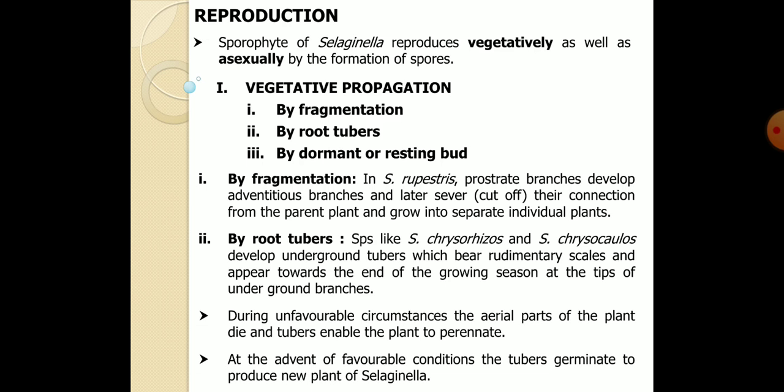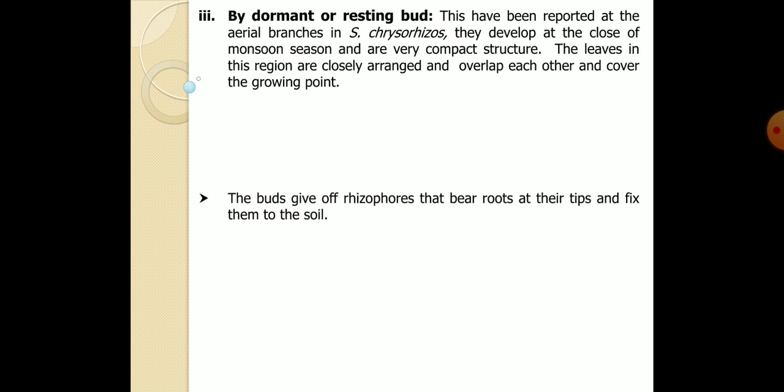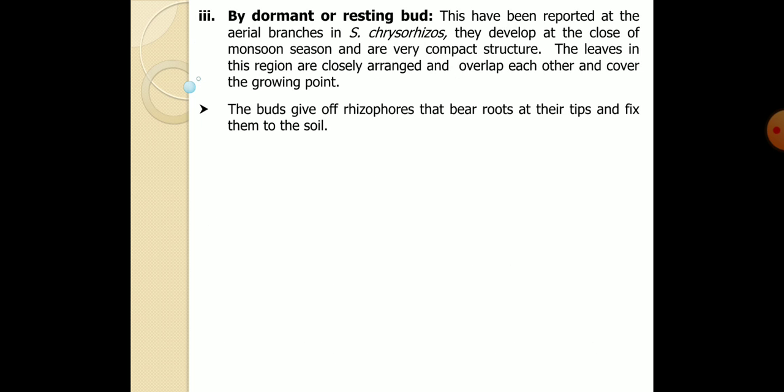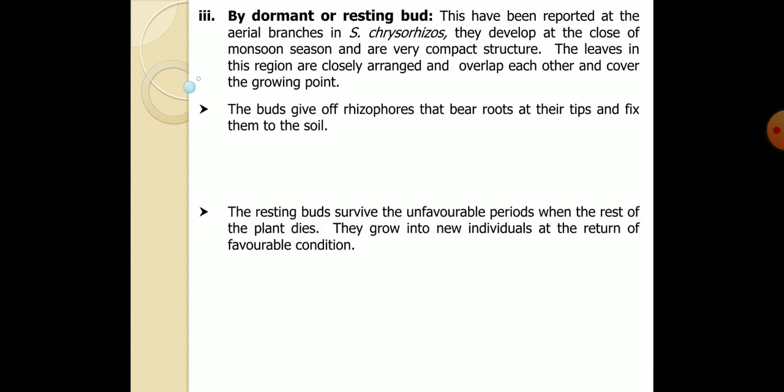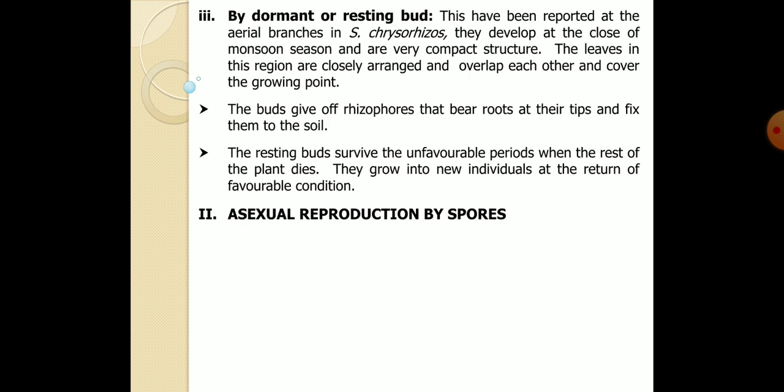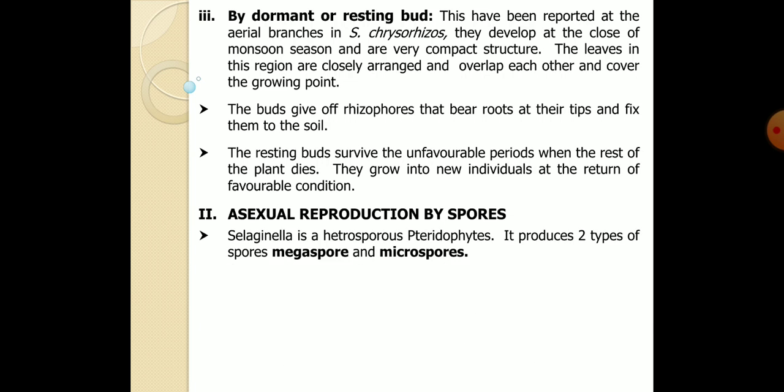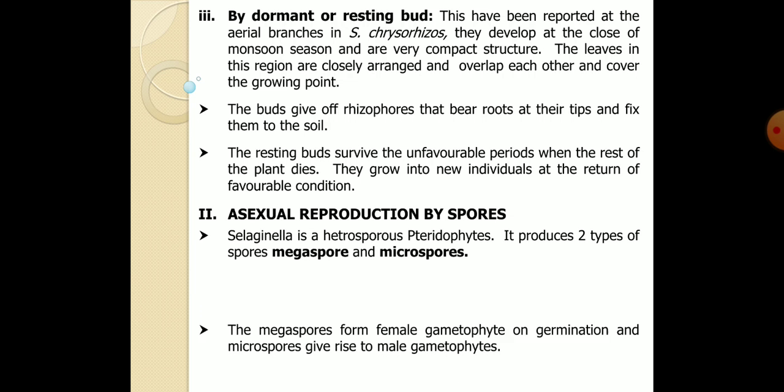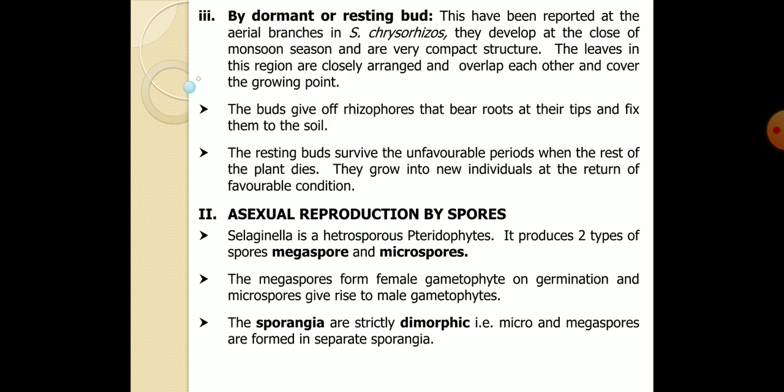During unfavorable conditions this type of vegetative reproduction occurs, and sometimes dormant or resting buds are produced. They will cut off and produce new plants, or sometimes it may happen through a rhizophore as well. Sexual reproduction is by means of spores, and they produce two types of spores, the megaspores and the microspores. Megaspores give rise to the female gametophyte, and microspores to the male gametophyte.